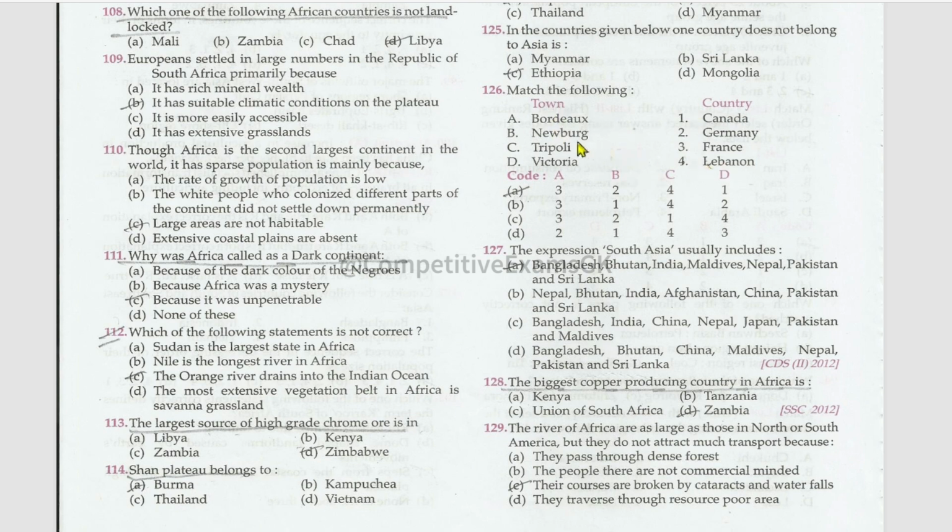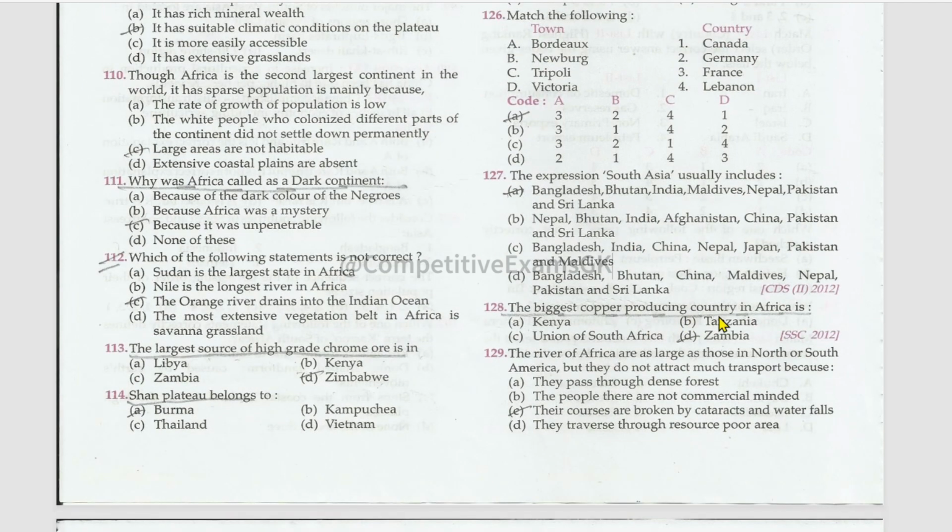Bordeaux, France; Nuremberg, Germany; Tripoli, Lebanon; Victoria, Canada. The expression South Asia usually includes Bangladesh, Bhutan, India, Maldives, Nepal, Pakistan and Sri Lanka. The biggest copper producing country in Africa is Zambia.